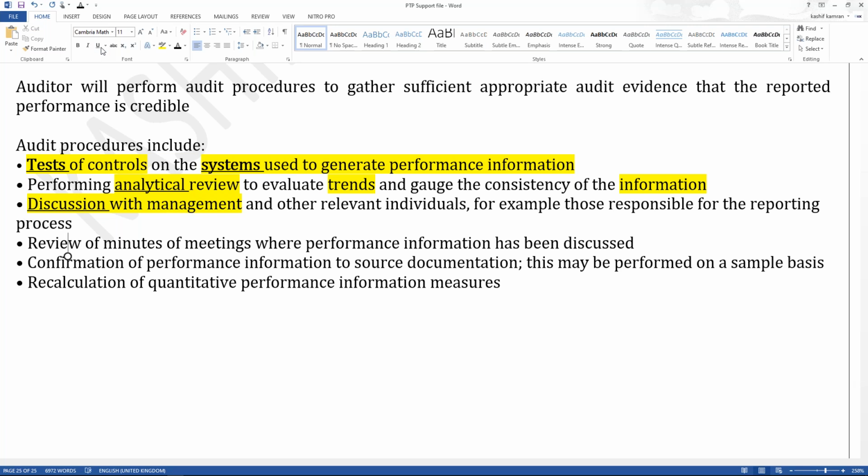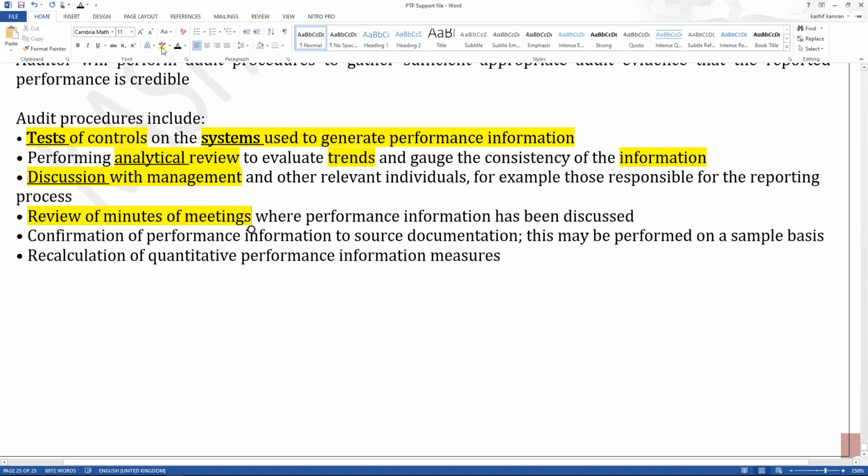Review the minutes of the meeting. You can review the minutes of the meeting where the approval must have been given. So if the management is giving a donation of like $150,000, obviously the board must have approved it. Any significant thing is approved by the board, right? Not the minor things, not the petty things, but any major, important thing is approved by the board. So review the minutes. You can have a confirmation of the performance information to a source document.